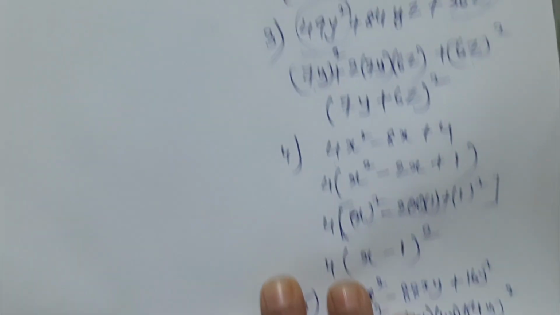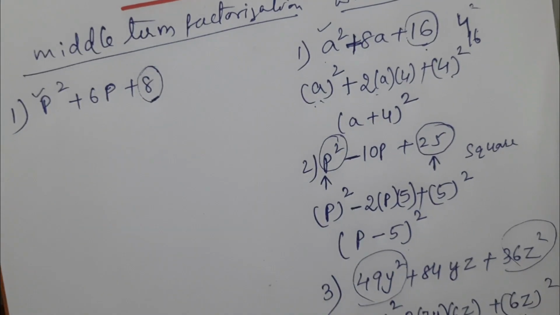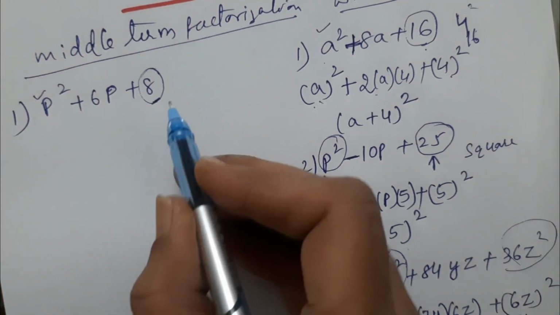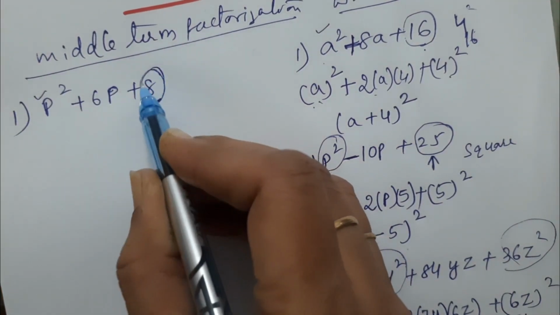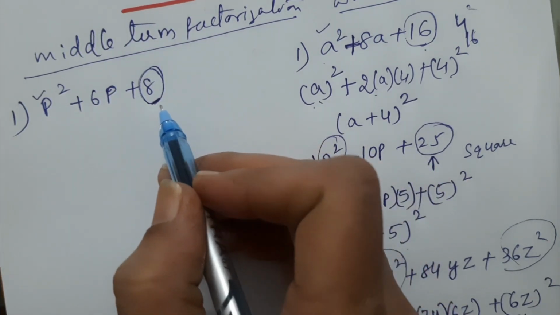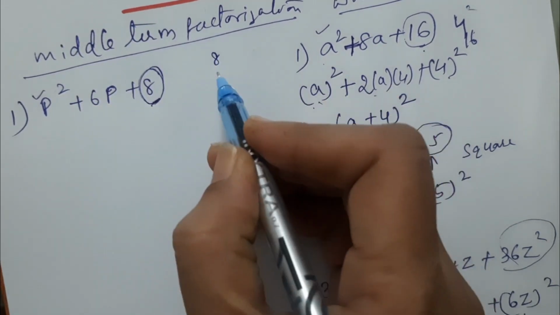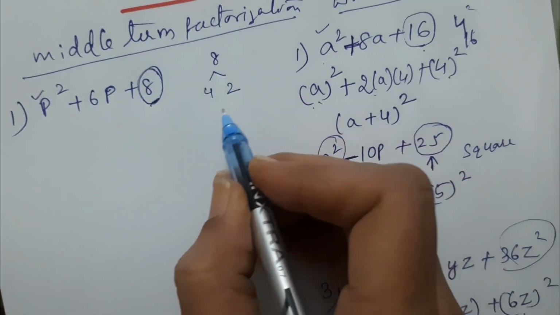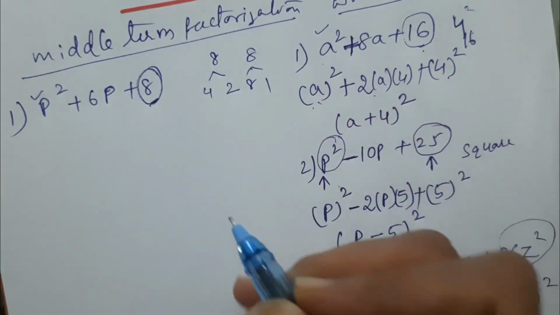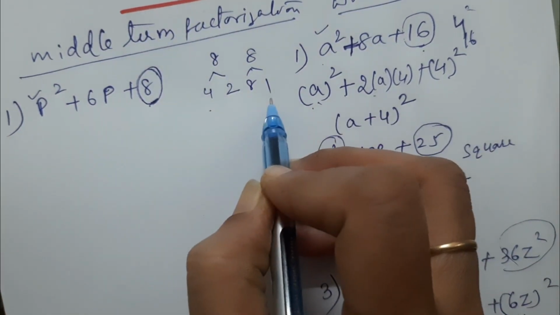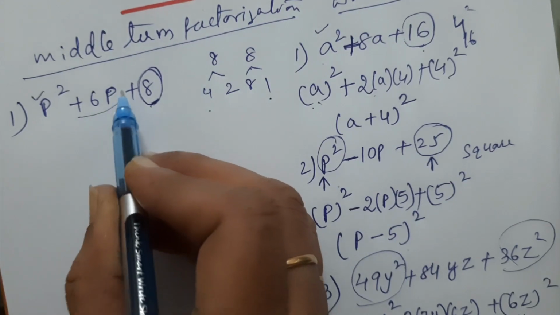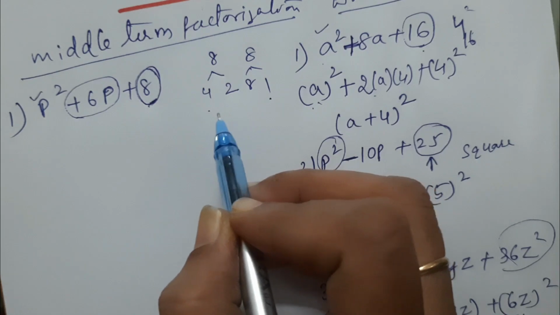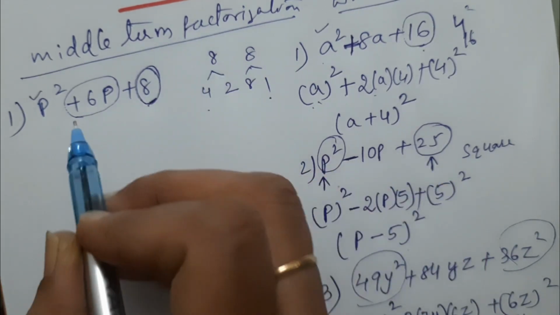Now let's start with middle term factorization. How is middle term factorization different? In my previous video I explained how to get the middle term factors. Here is a simple trick you can learn to understand middle term factorization clearly. For the last term we need to find factors. This is the first step. We find the factors: 4 2s are 8 or 8 1s are 8. We need to choose a pair such that by adding or subtracting we get the middle number.